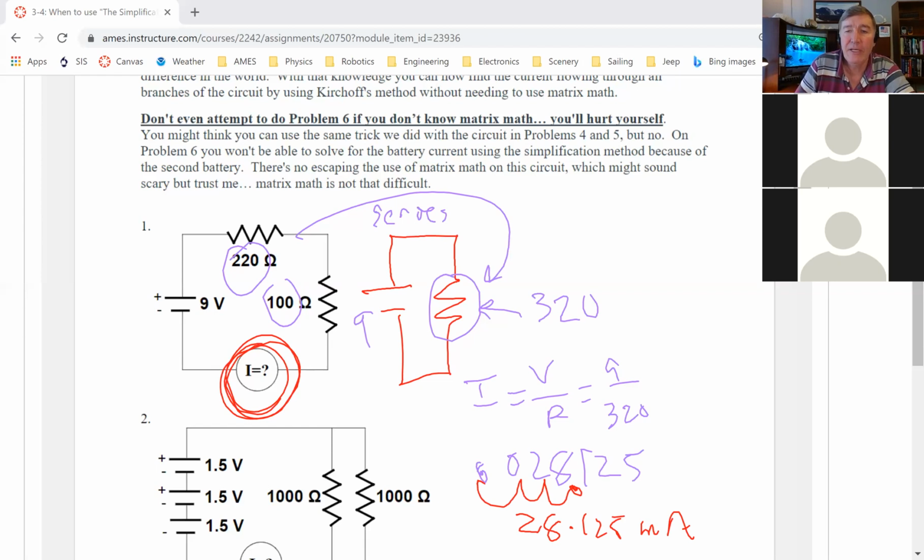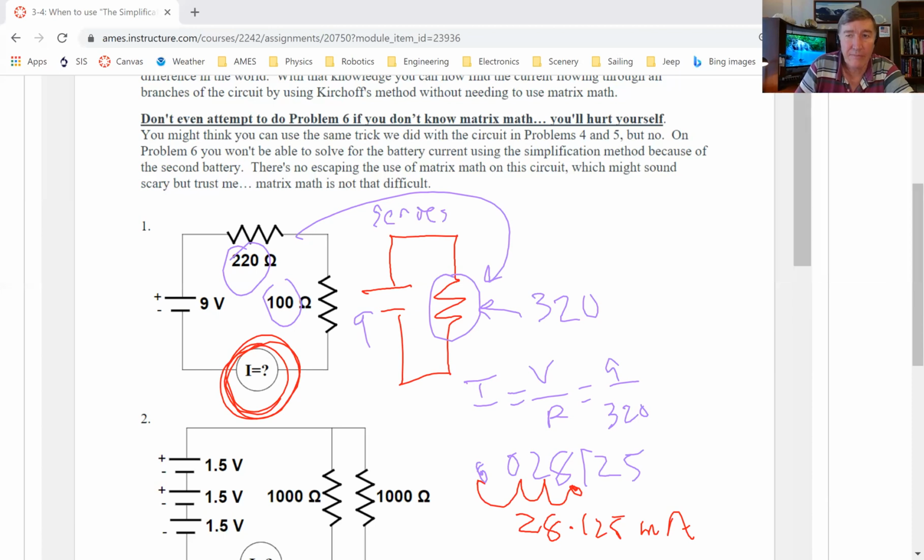Now, is there anybody who did it using Kirchhoff's method? None of you did Kirchhoff's method? Oh, come on. Somebody has to have done Kirchhoff's method. Seriously, none of you did? Okay, well then tell you what, I'll do it with Kirchhoff's method.